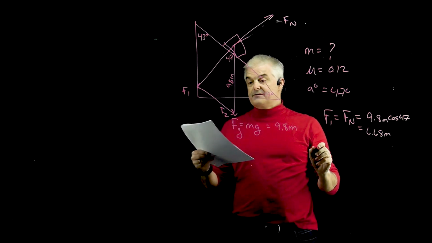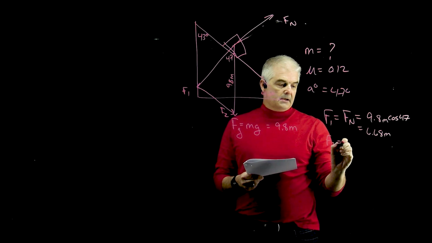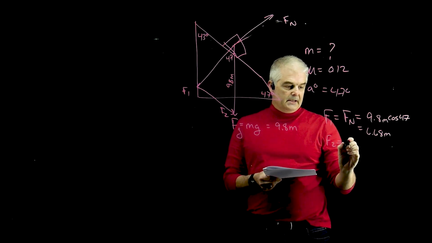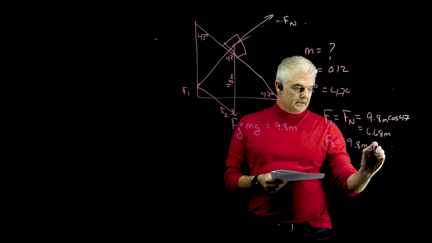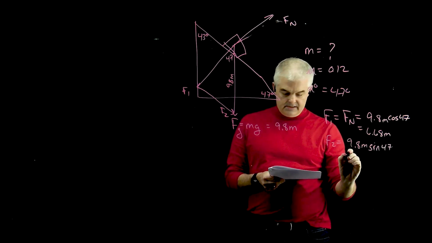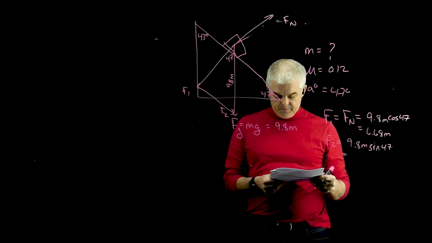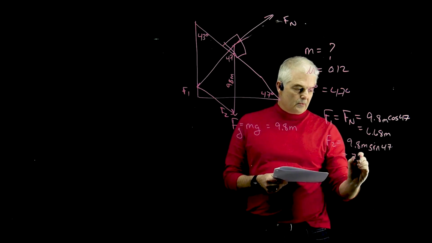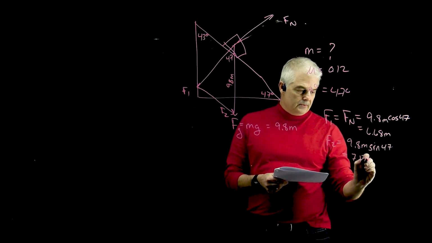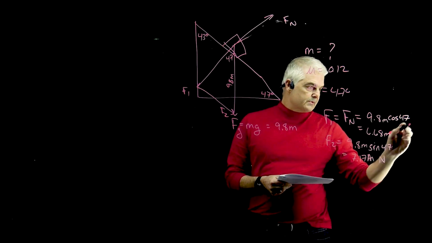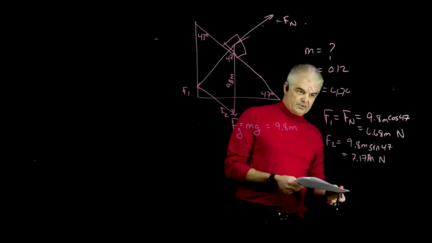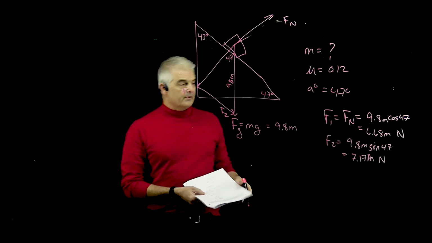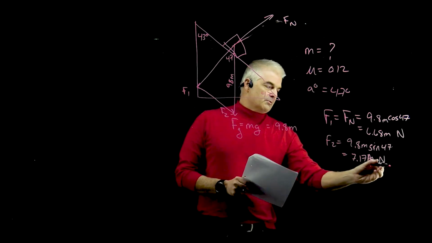To find F2, that's going to be equal to 9.8 M sine of 47, and that is, according to my calculator, 7.17 M newtons, because this is newtons. The M is like the mass, like 10 kilograms or something like that. If you want, put a number in it. It'll all cancel out. All right, so we got this F2.